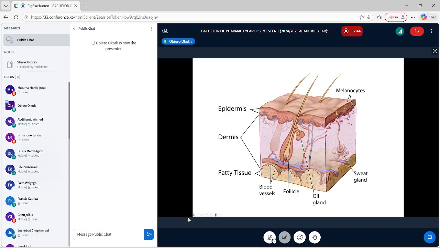This is the epidermis. Let's get that very right. This is the epidermis, and here's the dermis. And then you have the subcutaneous tissue. Then it has oil glands. These are the sebaceous glands. It has hair follicles. It has sweat glands. And then at the base, normally, they have melanocytes.